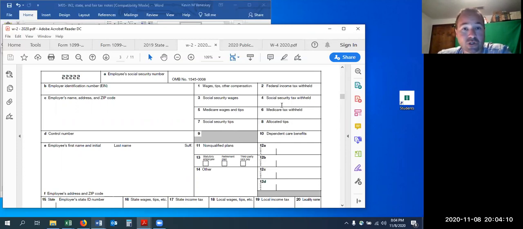Box 4 and box 6 show just how much you have taken out, if it was properly withheld for Social Security and Medicare, how much taxes were taken out. Box 7 is going to show if you had, especially with a job with tips, that's what's going to go here.